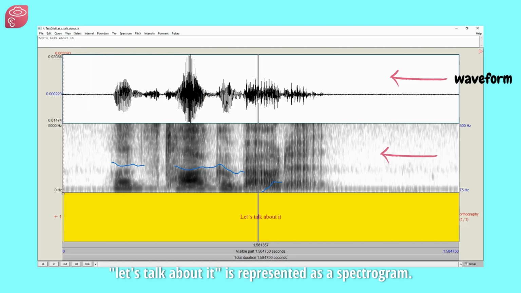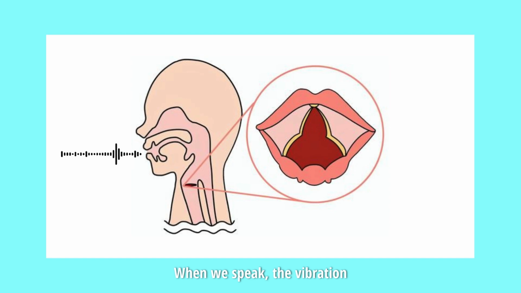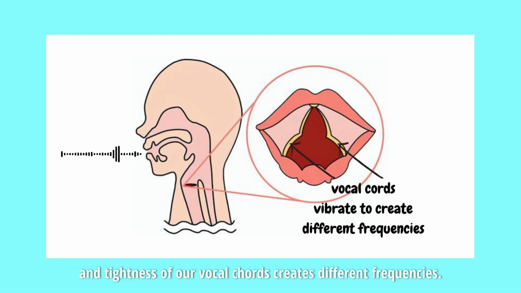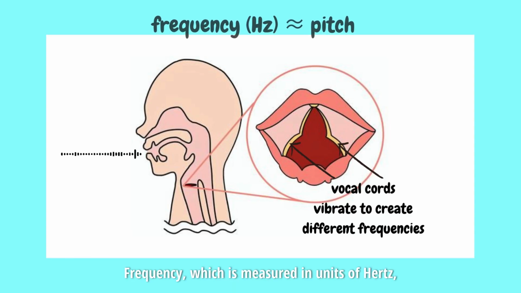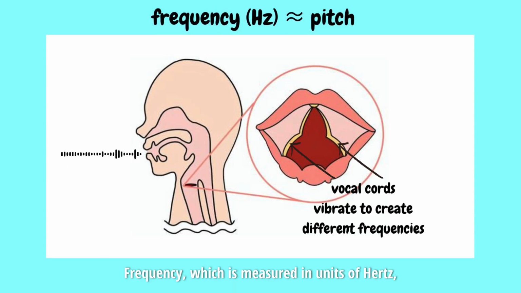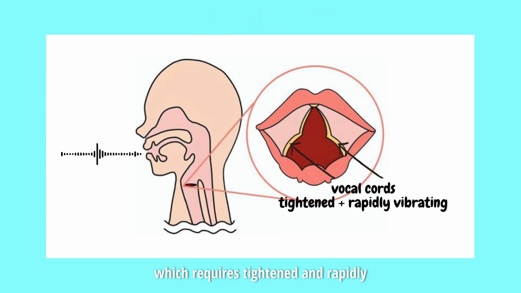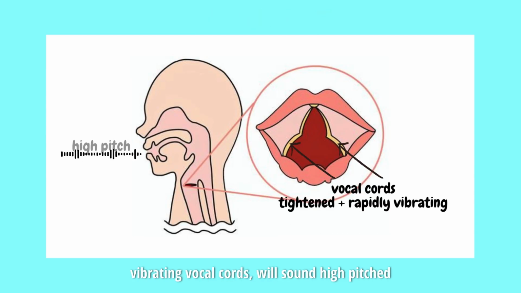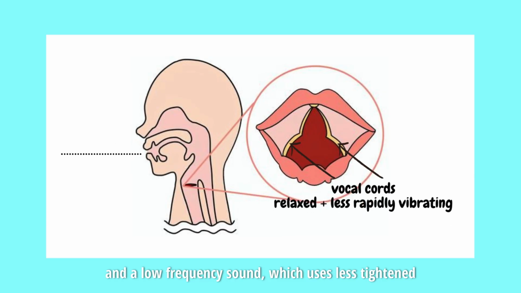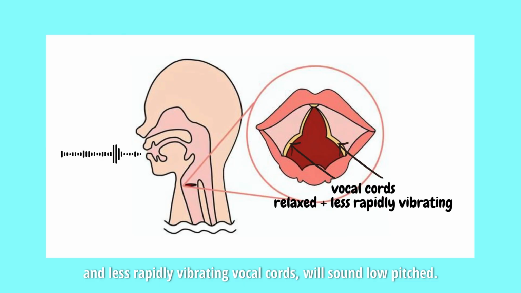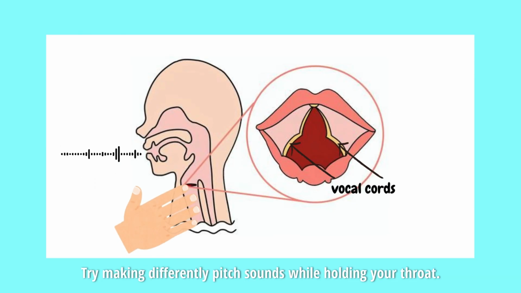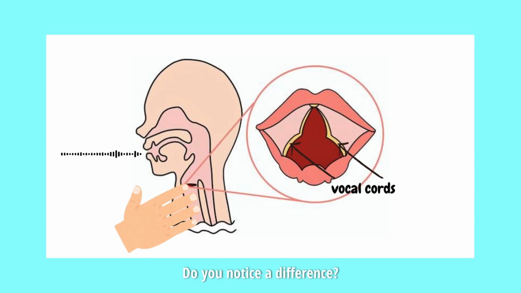In the window below, "let's talk about it" is represented as a spectrogram. When we speak, the vibration and tightness of our vocal cords creates different frequencies. Frequency, which is measured in units of hertz, is often used interchangeably with pitch. A high-frequency sound, which requires tightened and rapidly vibrating vocal cords, will sound high-pitched, and a low-frequency sound, which uses less tightened and less rapidly vibrating vocal cords, will sound low-pitched. Try making differently pitched sounds while holding your throat. Do you notice a difference?